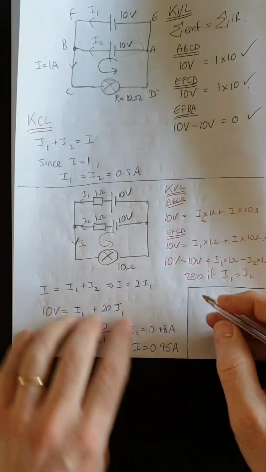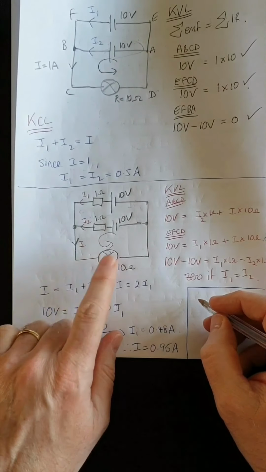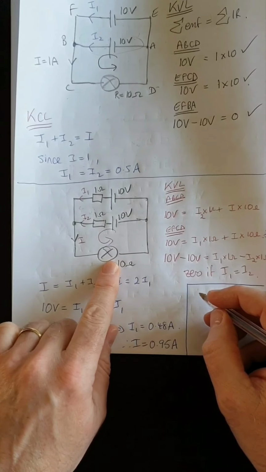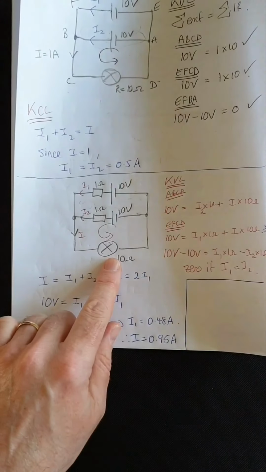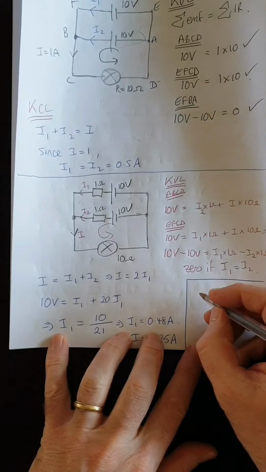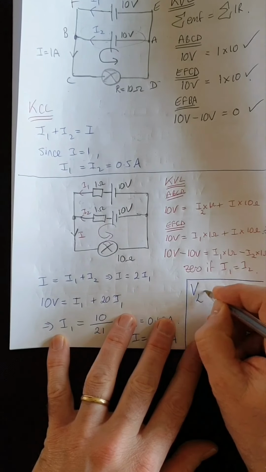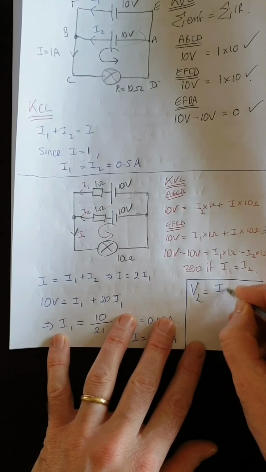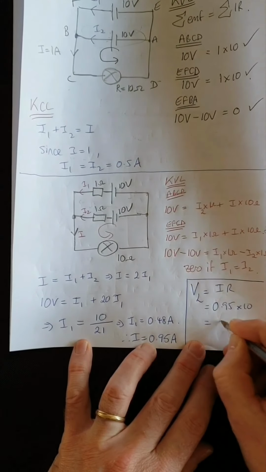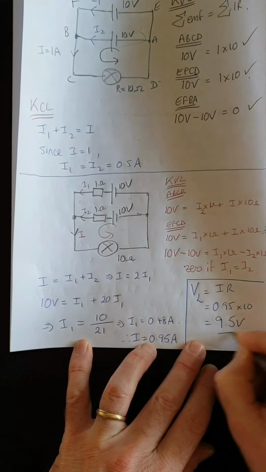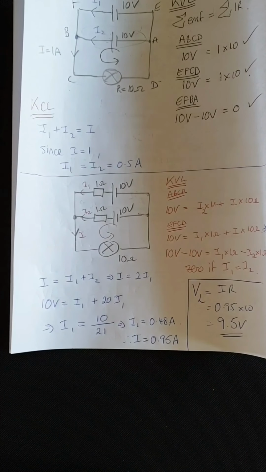Okay, now the voltage then drop across my lamp, whereas in this case the voltage drop was 10 volts, where we had assumed no internal resistance. The voltage drop across the lamp is now going to be equal to 0.95 times 10 is equal to 9.5 volts. So I've lost a half a volt in my internal resistance.